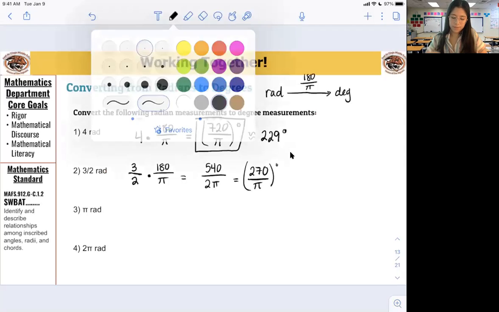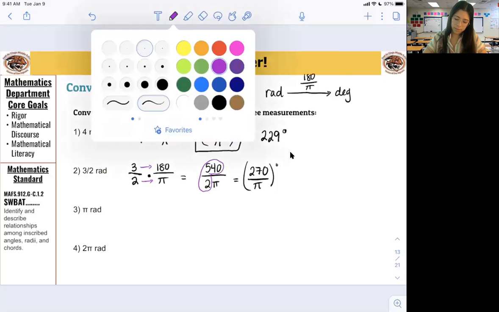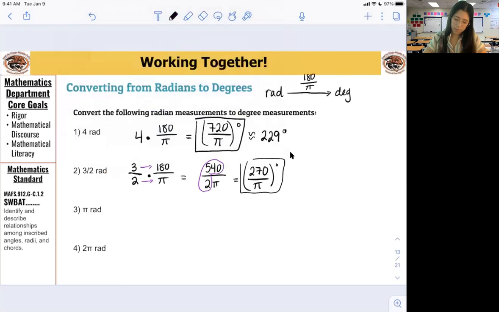Okay. Never mind. I multiplied straight across, and then I just simplified by dividing. 540 divided by 2 gave me 270. So this is 270 over pi degrees. How much is that approximately? Good. When you actually divide by 3.14, it's approximately 86 degrees. I'm going to round up, 86 degrees.